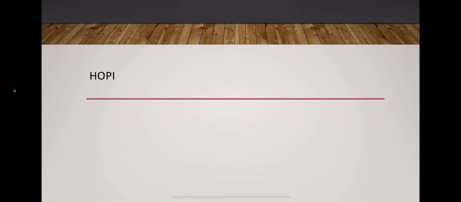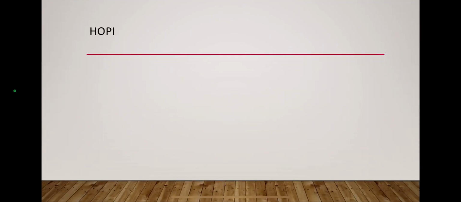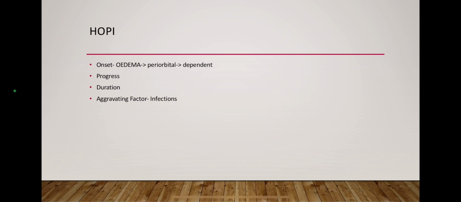Important topic, nephrotic syndrome. So we need to ask how it has been started. Nephrotic syndrome is associated with generalized edema, hyperalbuminuria, and hypoalbuminemia. For that reason, the edema results. Edema used to start around the periorbital region, then it becomes dependent. And how is the progress and how long these things are happening?